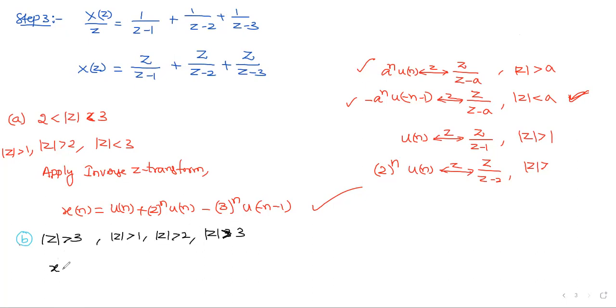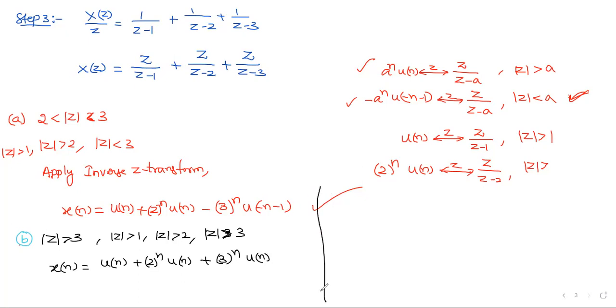Then what will x of n become? x of n is equal to u of n plus 2 power n u of n, and this will be 3 power n u of n.